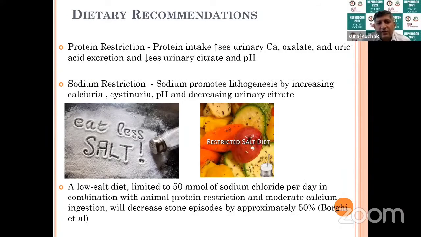The dietary recommendation would be that they should decrease salt intake. The only advice for every patient with stones is to decrease their salt intake. A moderate amount of protein restriction can be enforced, but our Indian diet is anyways not very high in protein.